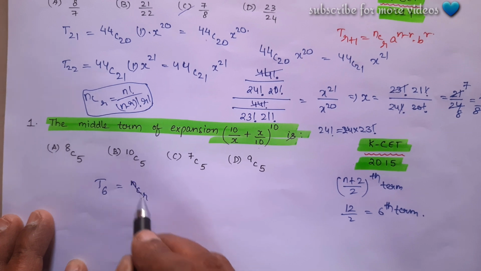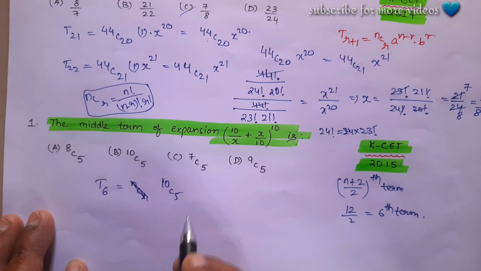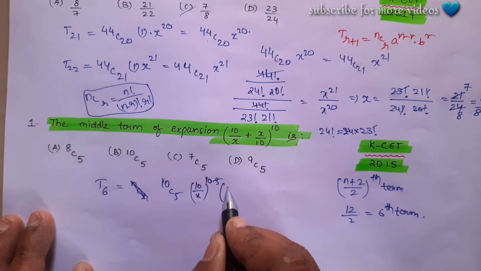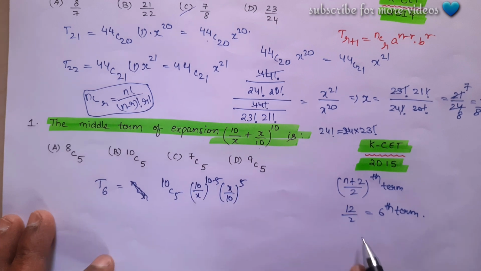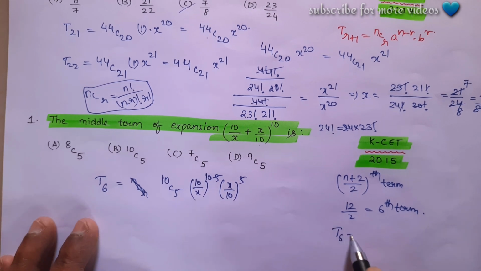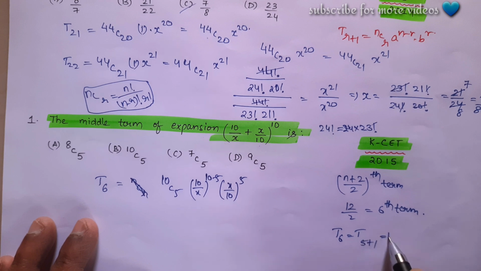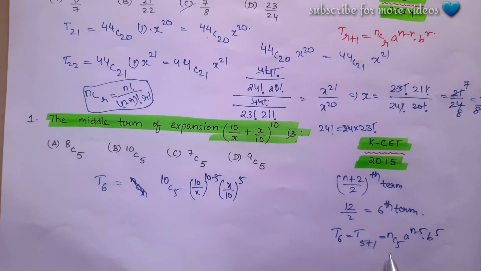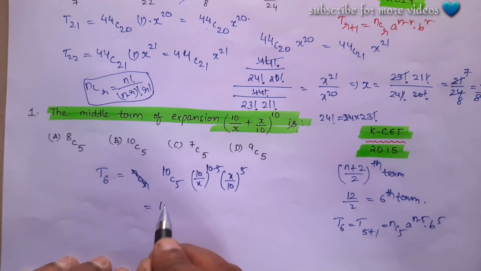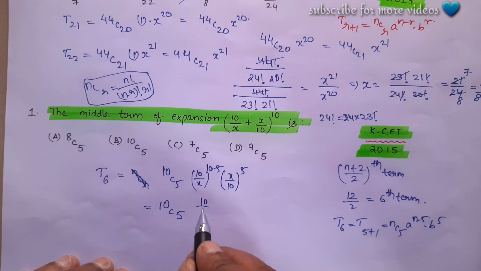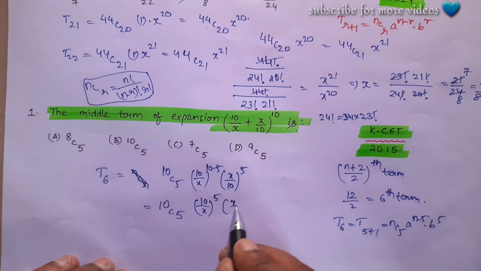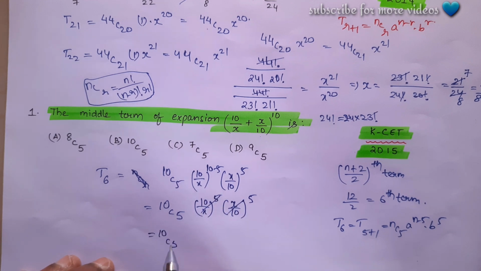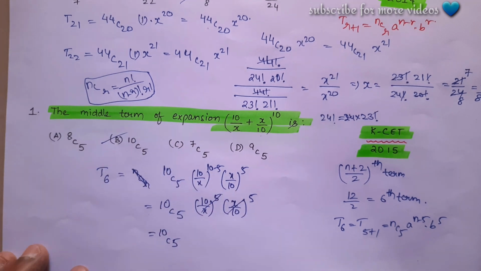To find t6 we have to write nCr, n is 10, so 10C5, then 10 by x power 10 minus 5 into x by 10 power 5. You know the formula for t6: t6 is equal to t(5 plus 1), which is nC5 a power n minus 5 into b power 5. This is the general term formula. If we substitute here, this is 10C5, this is (10 by x) power 5, this is (x by 10) power 5. See, both are equal, these will be cancelled, so we will get 10C5. So option B. See how simple the question is.